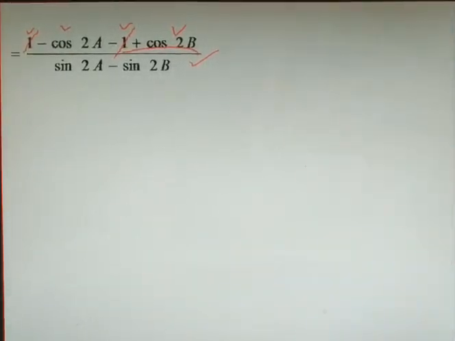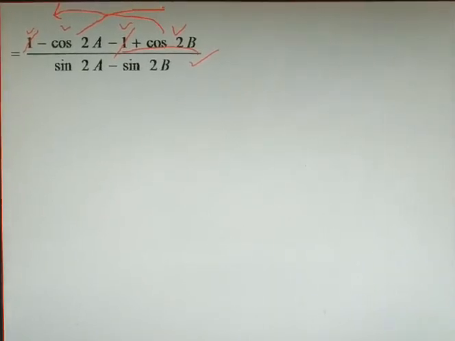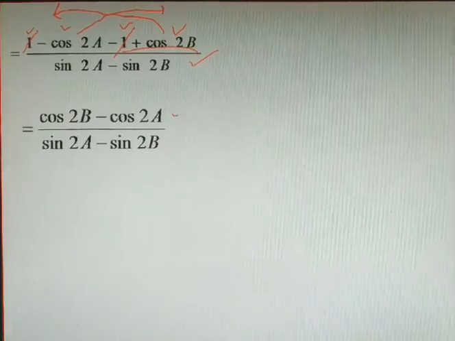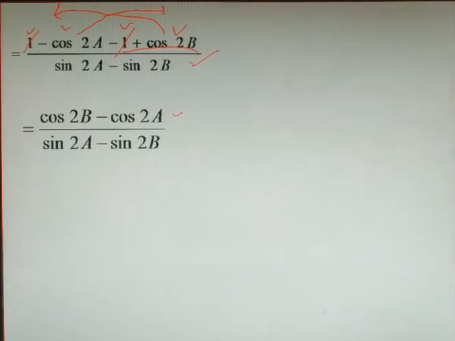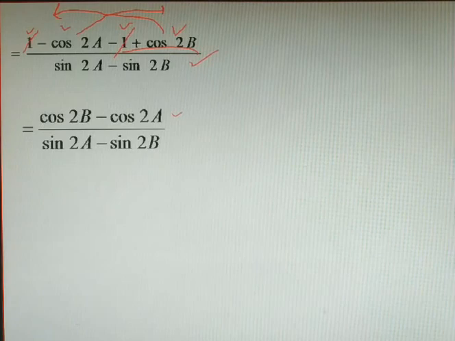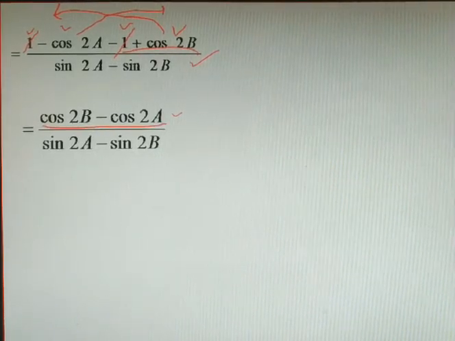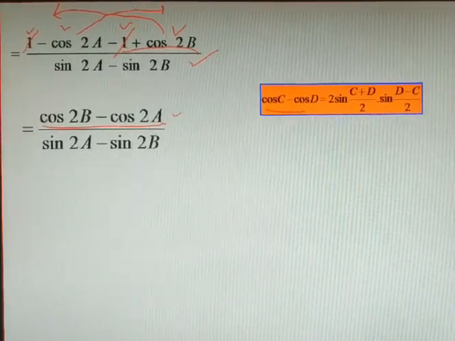So we'll cancel them, and then in the next step we'll bring cos to the front, and we'll send minus cos 2a to the back. So that means we'll arrange the terms. We'll keep the positive factors at first, and the trigonometric factor that has a negative sign will be kept at the back. So now in these formulas, cos 2b minus cos 2a is in the form of cos c minus cos d.